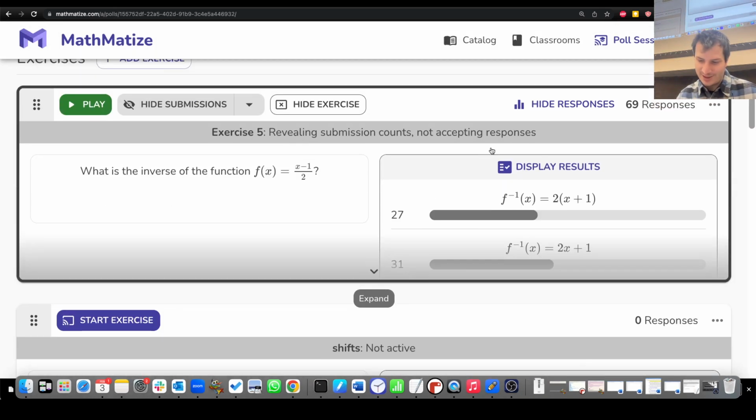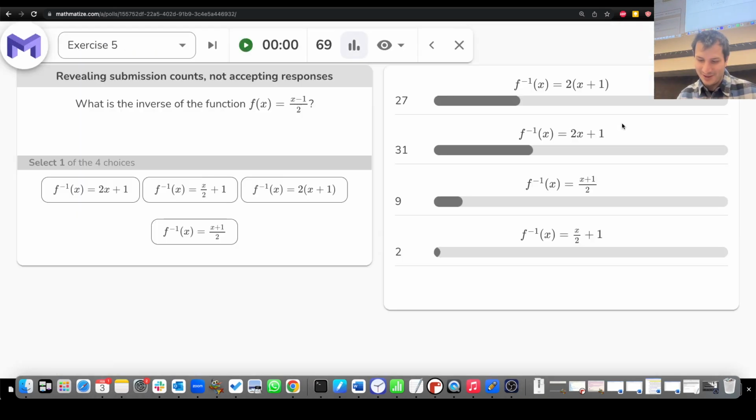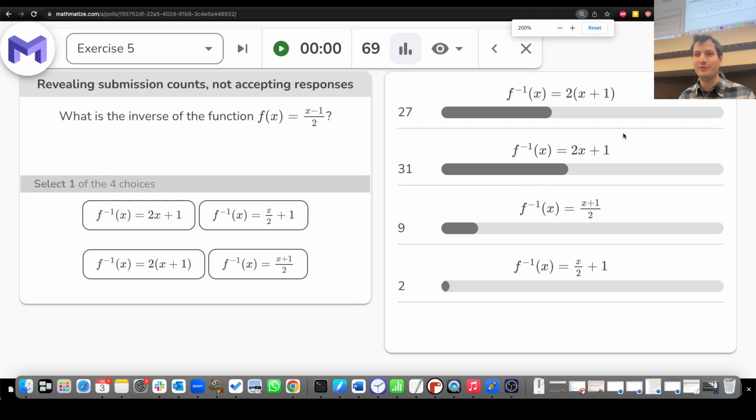Okay, so let's try again. So the two options people chose are 2 times x plus 1 and 2x plus 1, which when you say them out loud sound exactly the same, but of course they're different because the brackets are different. One of them is 2 times x plus 1, one of them is 2x plus 1. So they're different, and they both involve multiplying by 2 and adding 1. And why is that perfectly reasonable?